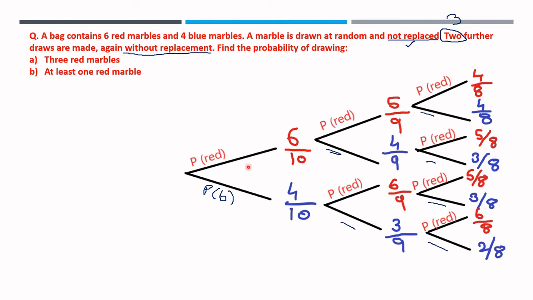Let's move to this 6 out of 10. Now if after one red I pick one blue, the total blue will be 4, so I divide by 4 and total marbles are 9, so 4 out of 9. After this blue, if I pick a red, it is 5 out of 8. Why 5 out of 8? Because here only one red is picked and through this part.